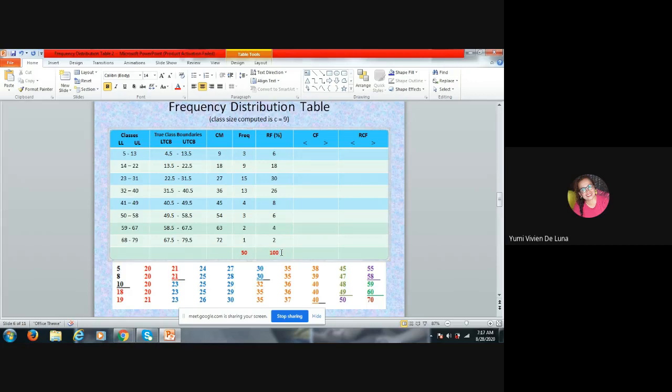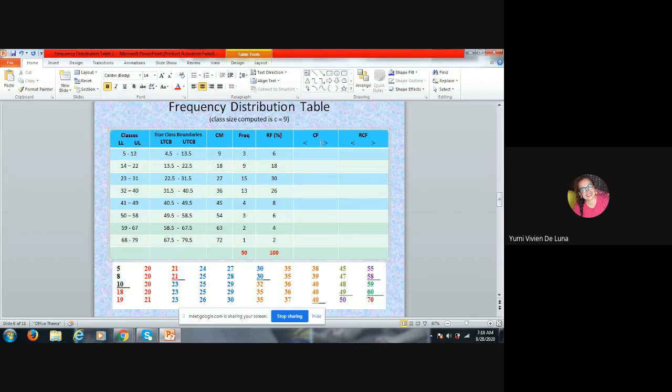Okay, total 100% naman po talaga yan. Only that, hindi natin siya ma-eksakto 100% kasi nga, nag-approximate tayo. May mga decimal values in RF natin. Okay, now we go to the last two columns. So we have here the cumulative frequency less than and greater than.